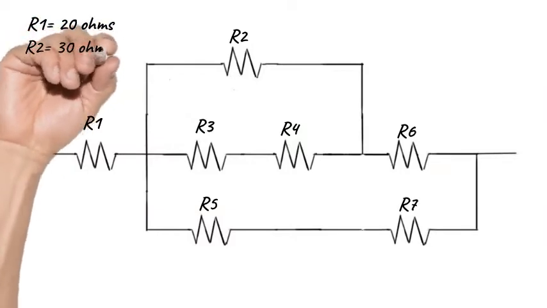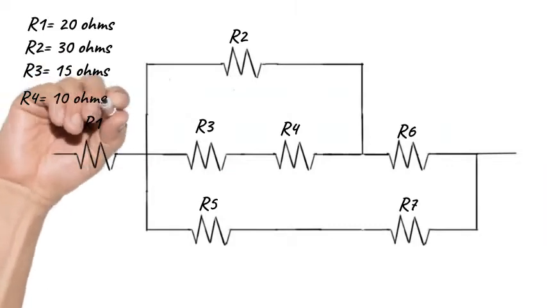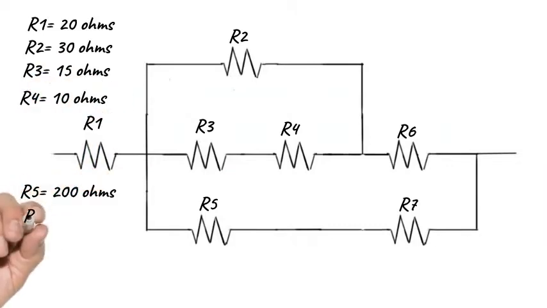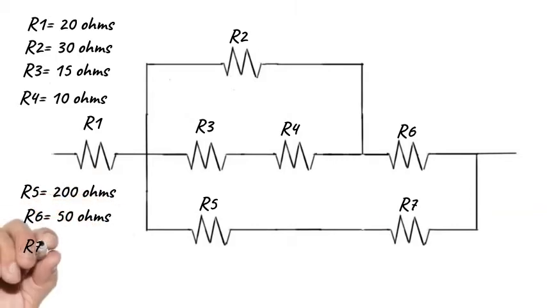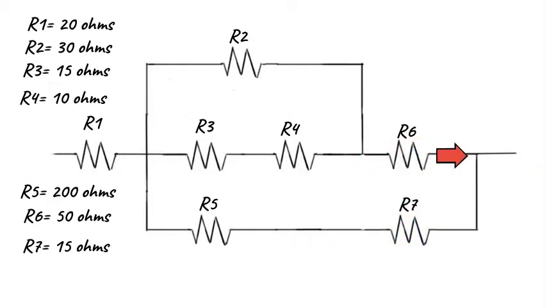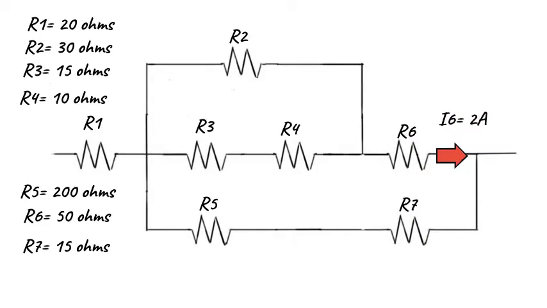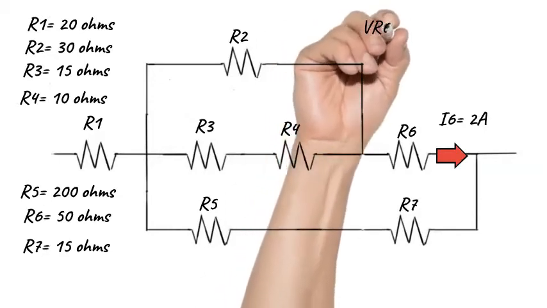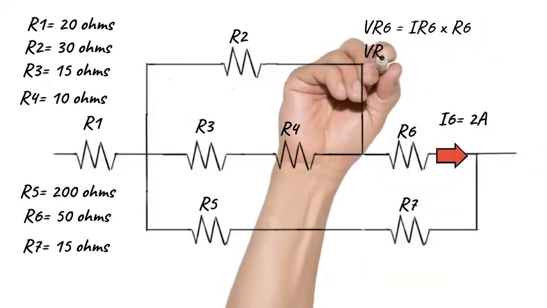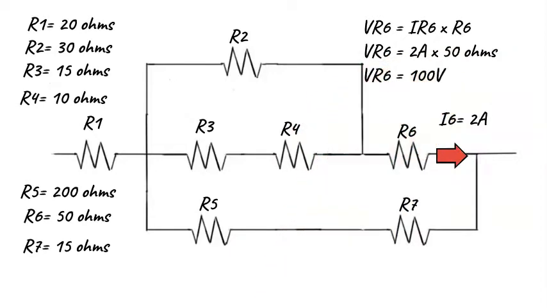The one thing that we know in addition to the resistive values in this circuit is that the current through I6 will be 2 amps. Knowing that the current through I6 is 2 amps, we are then able to solve for the voltage that is across I6, or resistor 6. So we will take 2 amps, multiply it by 50 ohms, and that will give us a volt drop of 100 volts.